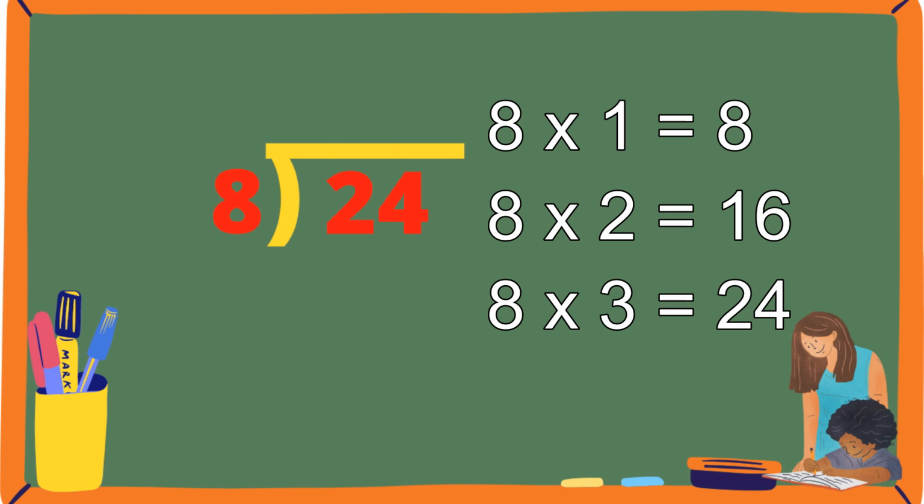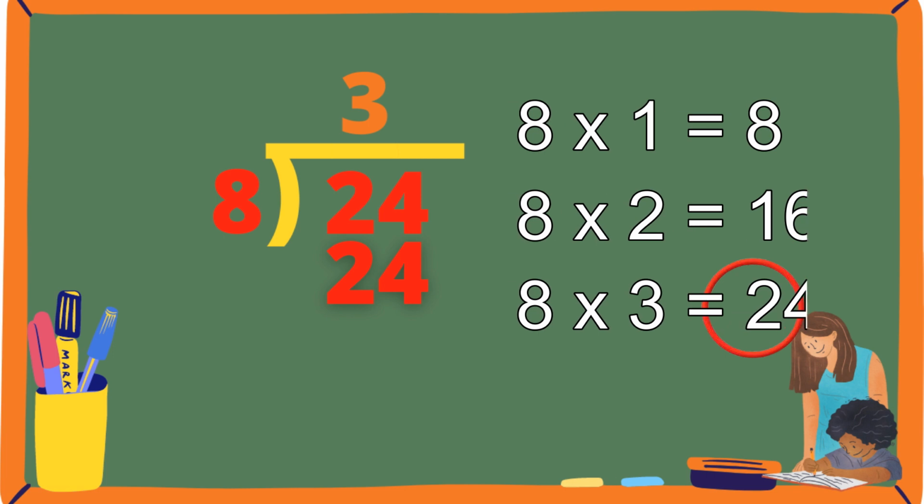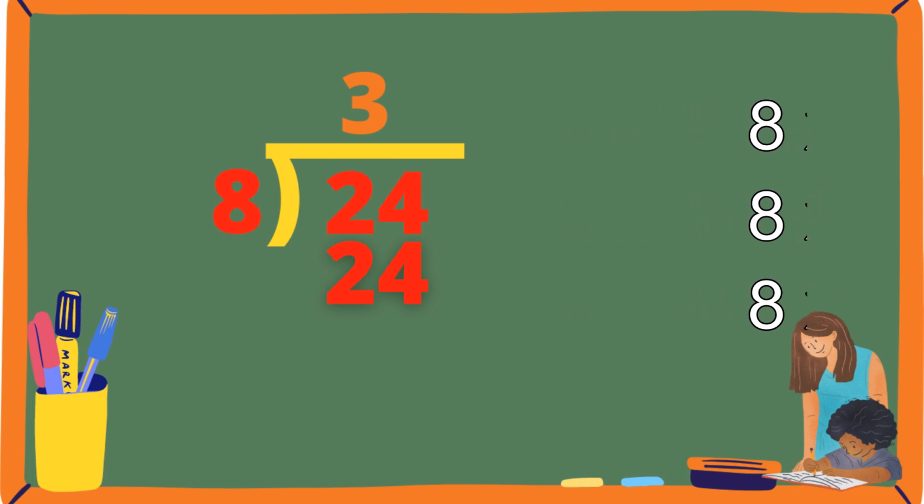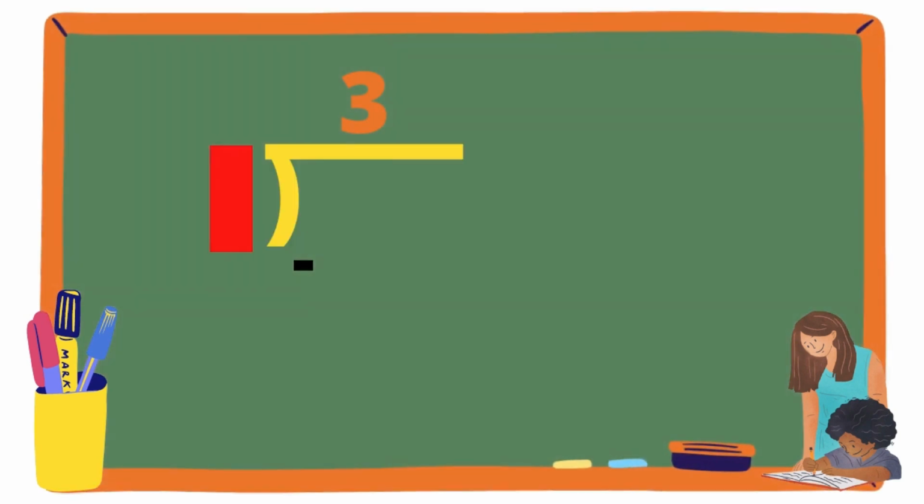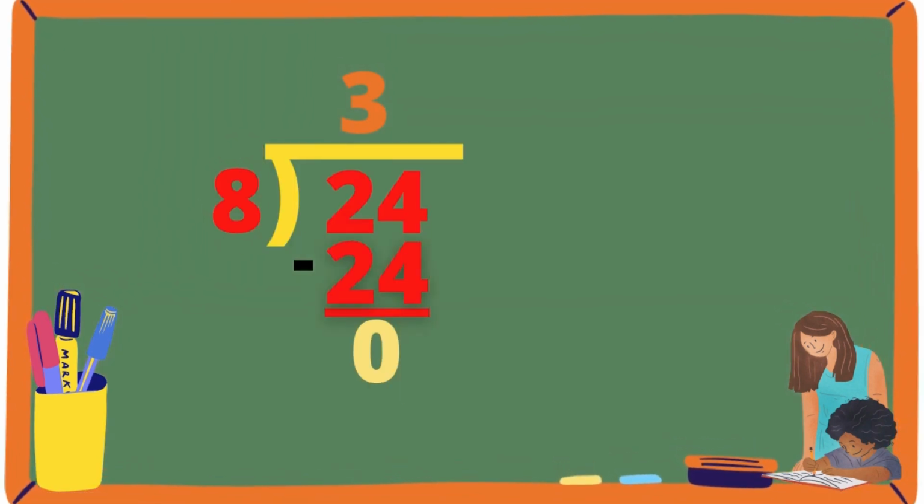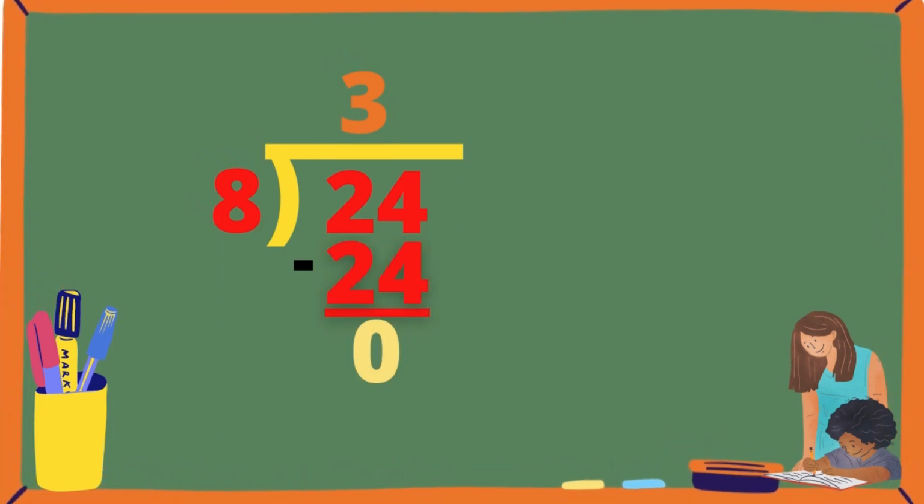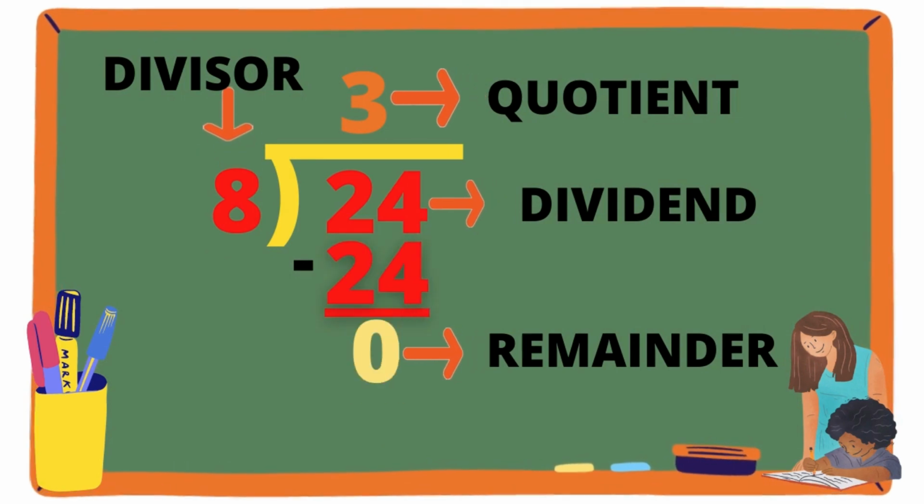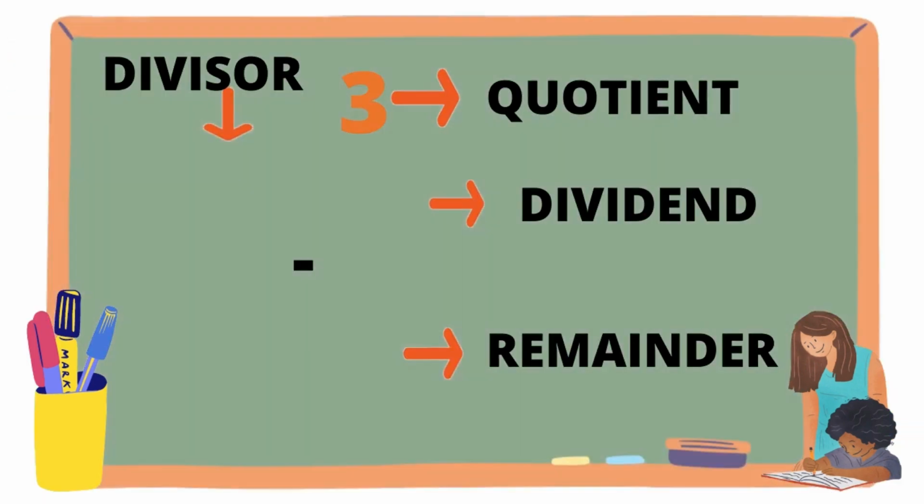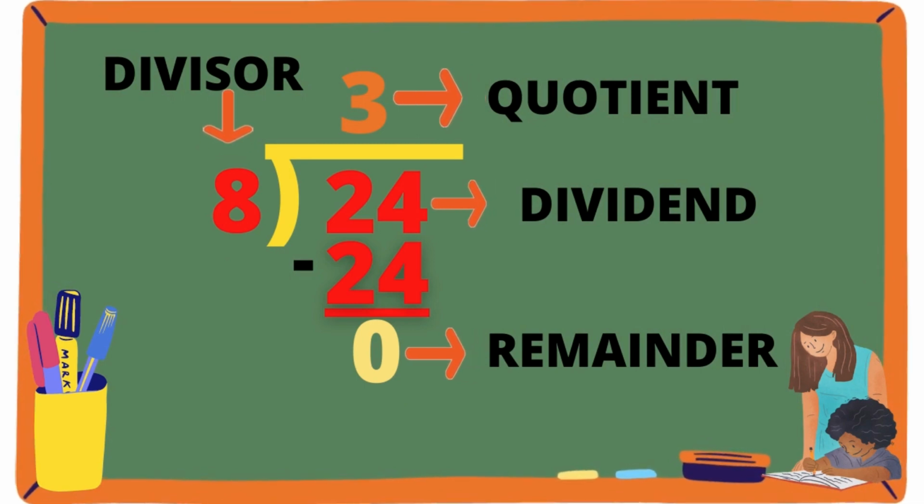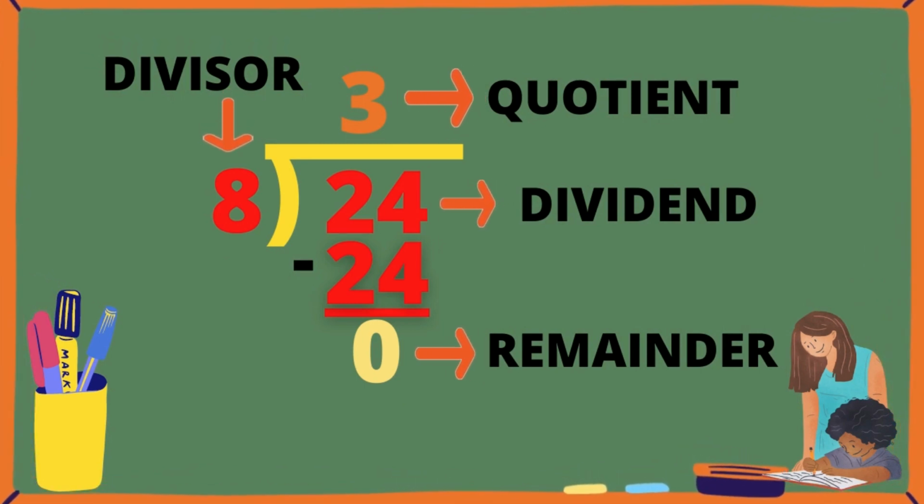Step 2. Write 3 as the quotient. 8 into 3 equals to 24. So, write 24 under 24. Step 3. Subtract 24 from 24. It is 0. Here, 24 is dividend, 8 is divisor, 3 is quotient, 0 is remainder.